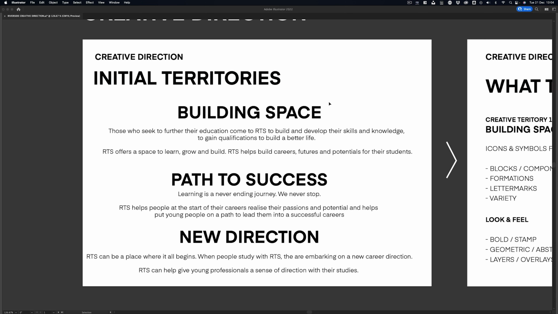So at this stage, I'll come up with 3 interesting territories, but I'll only go with the amount that I feel the budget and time allows. And on this project, I think it's only 1. So I'm going to go with the one I think works the best. On this project, I really liked building space. I thought that the idea that people build themselves up, this idea of building, could be a really interesting concept to create a logo design on.